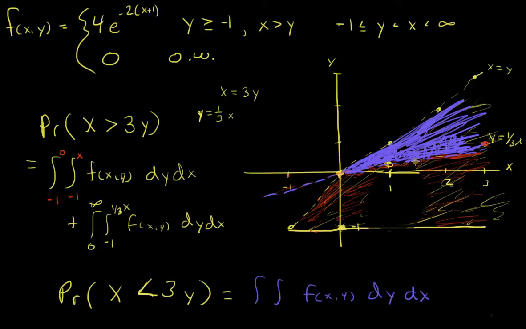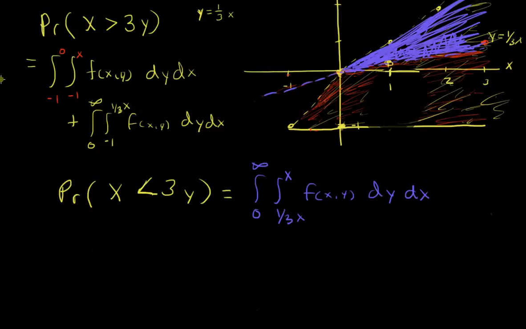So where does y go from? Y goes from 1/3 x all the way up till it gets to the value of x. Then what does x travel from? X goes from 0 to infinity. Okay, so actually integrating this little purple area was a little easier than integrating the red area. All right, let's do another example.